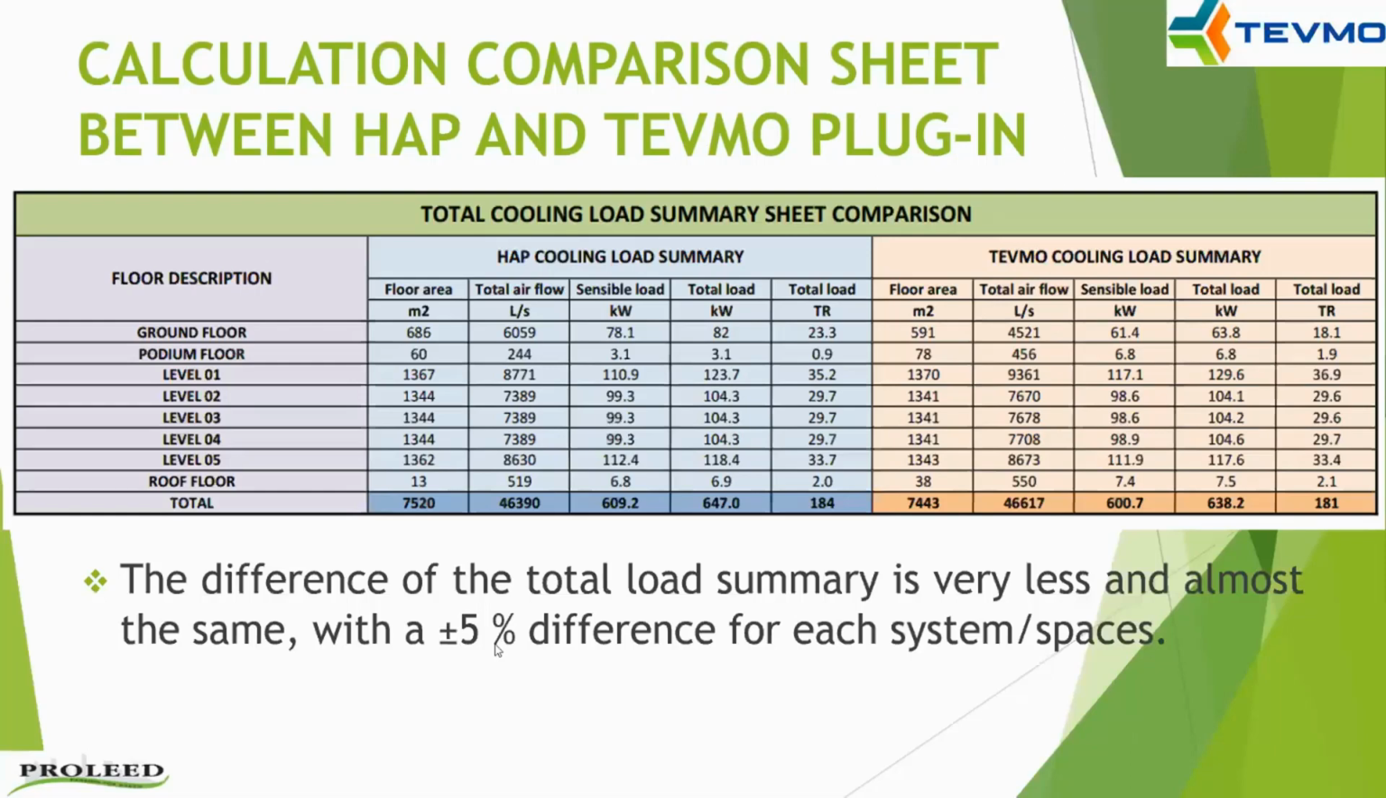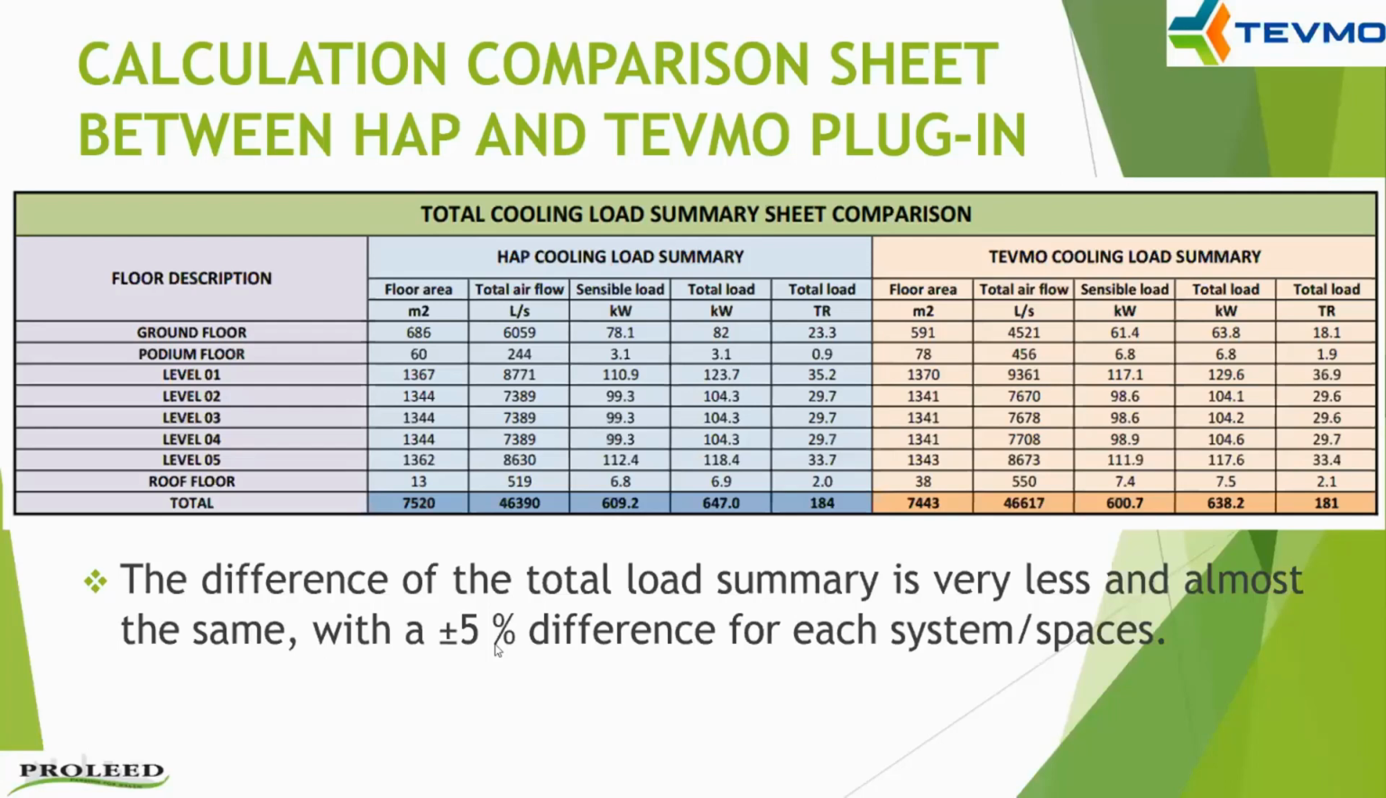Whereas when I tried the Tevmo plugin software, the output result came around 181 TR, which seems very close to our HAP calculated load, on which we spent a lot of hours, whereas here we didn't spend that many hours. It's very quick and fast.